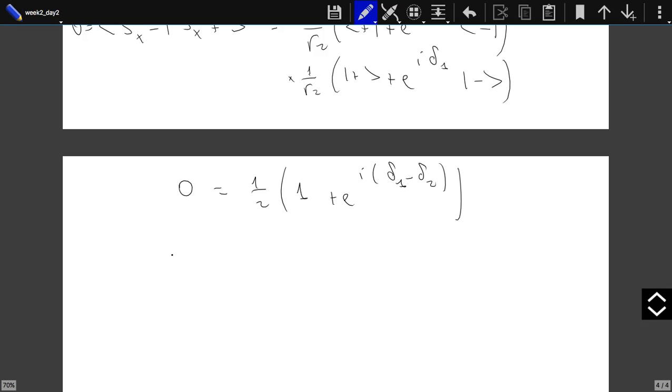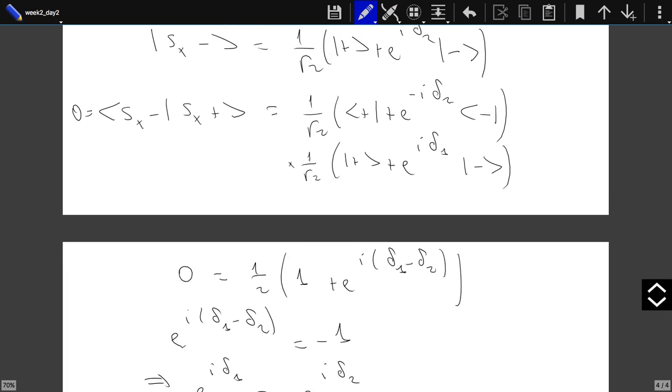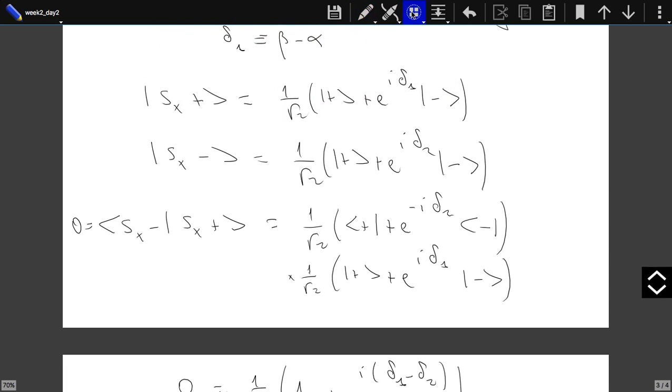Well, this basically tells me that this e to the power i delta 1 minus delta 2 should be equal to minus 1. Or let me put it this way: e to the power i delta 1 should be equal to minus e to the power i delta 2. There's still one unknown phase we have, but at least they are related. So let us sum up our results.